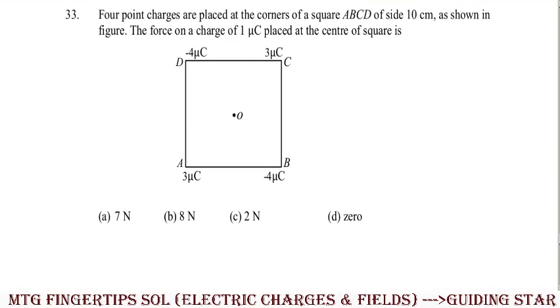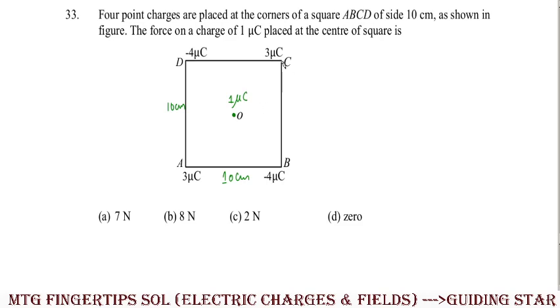So moving to question number 33. Here 4-point charges are placed at the corners of a square ABCD of side 10 cm as shown in figure. The force on a charge of 1 microcoulomb placed at the center of the square. So here a square ABCD is given over here and whose side is 10 centimeter. The force on a charge of 1 microcoulomb which is placed at the center. So at the center, suppose if we place a charge of 1 microcoulomb, then what will be the net force acting on that particular charge?